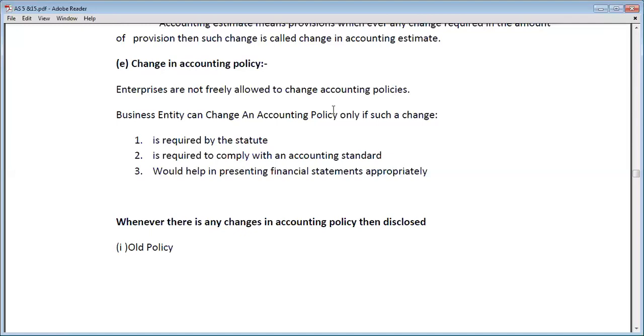And when you change your accounting policy, you have to clearly disclose that we are going to change our accounting policy. Previously we were charging depreciation on the SLM basis, now we are going to charge depreciation on the WDV method. Okay, so you have to clearly mention the changes in accounting policy.